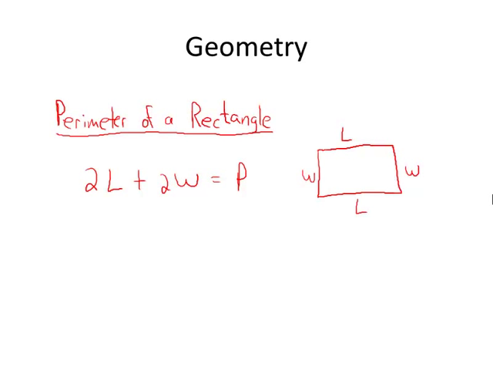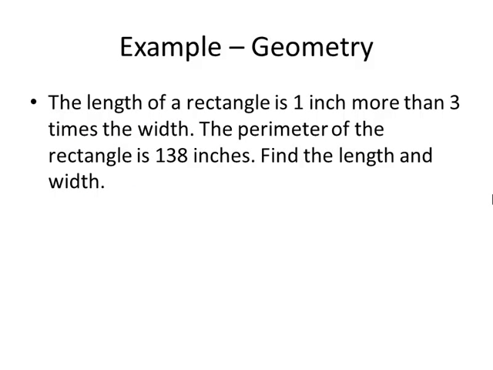Let's use this in a problem. The length of a rectangle is 1 inch more than 3 times the width. The perimeter of the rectangle is 138 inches. Find the length and width.